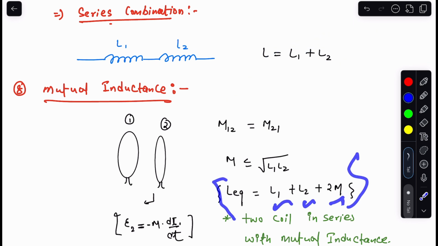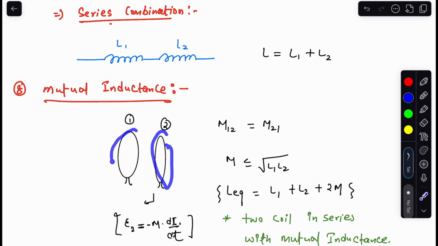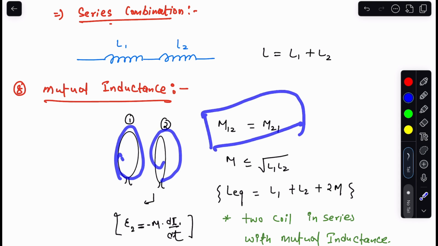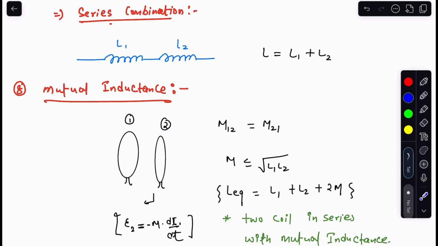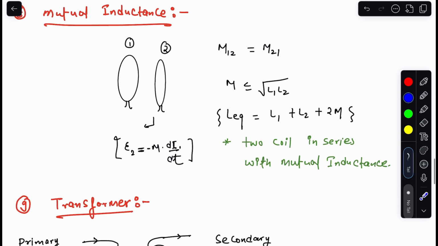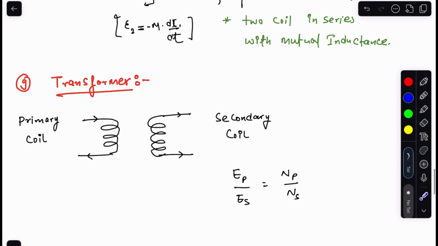Why 2M? Because this will also have M and this will also have the M. One more thing: if you calculate the mutual inductance of 1 because of 2, and the mutual inductance of 2 because of 1, both are going to be the same. This follows reversibility. Then next comes the transformer.